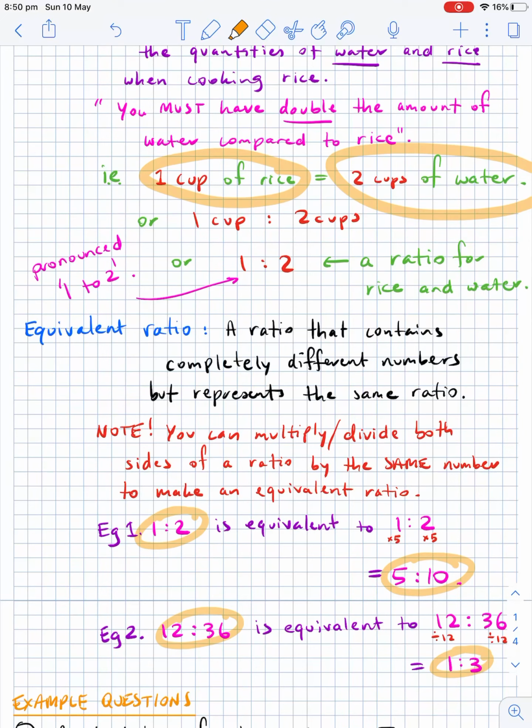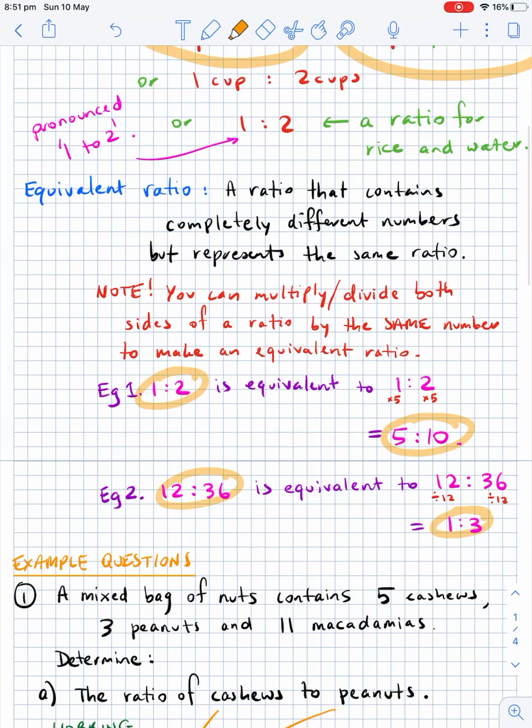What that's saying is, this was our rice to water ratio: 1 cup of rice needs 2 cups of water. Say instead we had 5 cups of rice, we need double that. So we double our 5 cups, and that makes 10 cups of water. Even though this ratio represents a lot more rice and water, it still follows that basic recipe of having double the amount of water. So these two ratios follow the same relationship. This one's just on a bigger scale, if that makes sense.